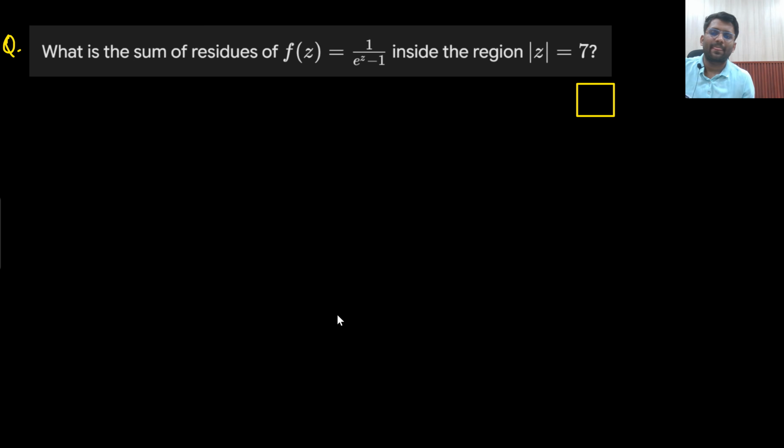Okay, well and good. Let's go to the next question. Sum of residues of f of z equals 1 upon e to the power z minus 1 inside the region mod of z equals 7. It is a very good question. Try it on your own. Don't mess it up. It is actually a very good question.